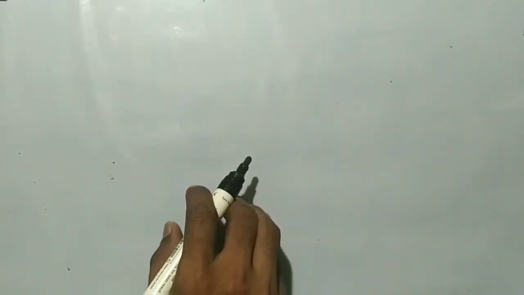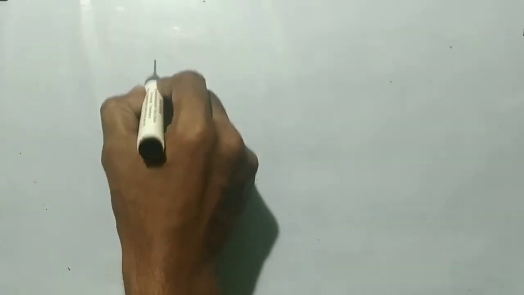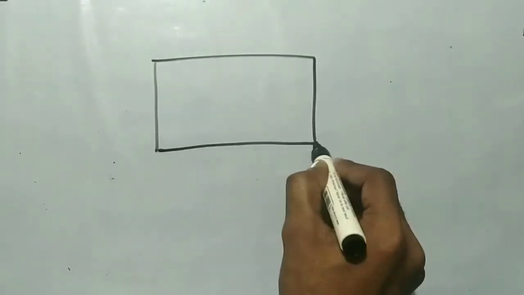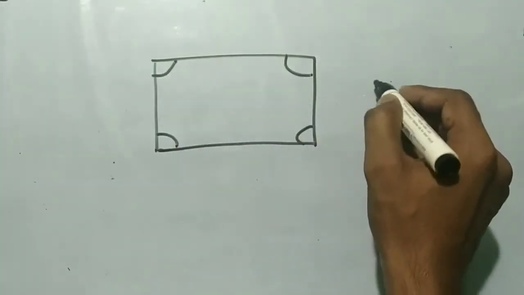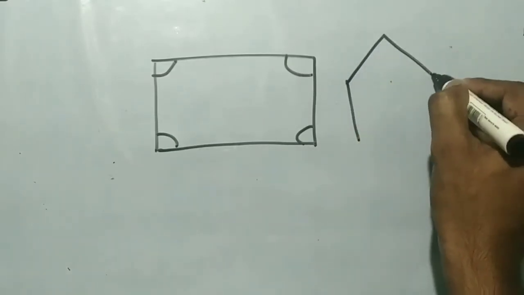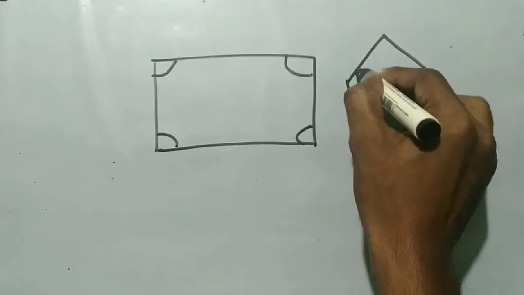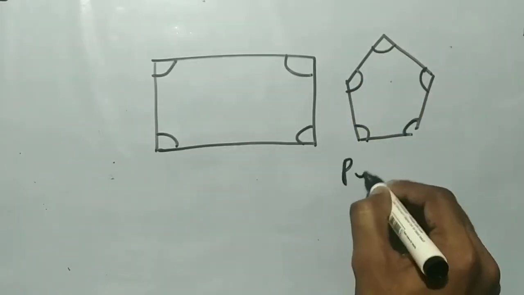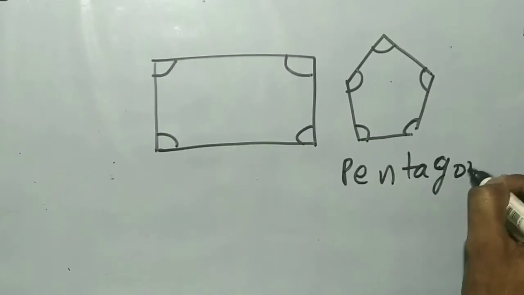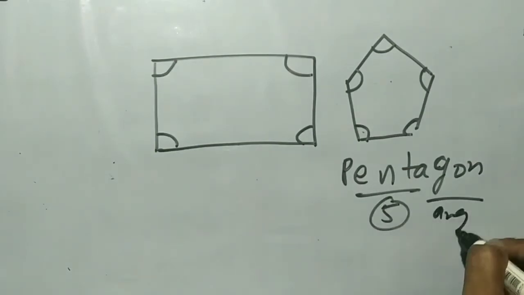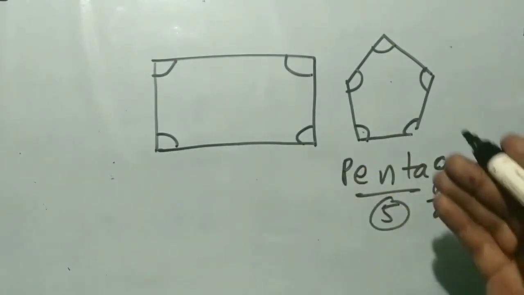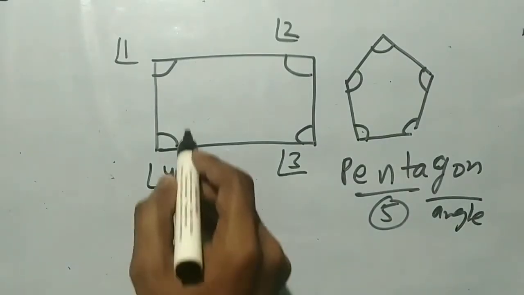Then you may doubt whether a shape consisting of 4 angles is a quadrangle. Really, that is a quadrangle. It is 4, like a rectangle. And a pentagon has 1, 2, 3, 4, 5 angles. So gon means angle, and penta means 5. The name itself indicates how many angles are in a shape. This is a rectangle.